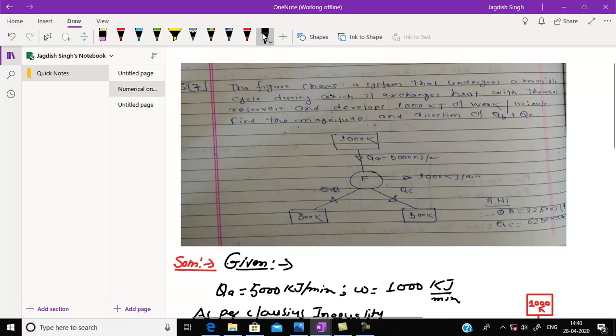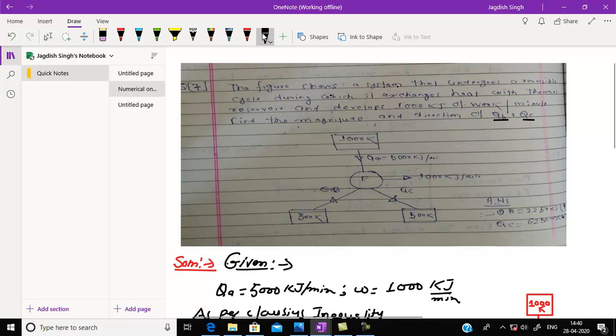In this session, we'll discuss some problems based on the second law of thermodynamics. The figure shows a system that undergoes a reversible cycle during which it exchanges heat with a thermal reservoir and develops 1000 kJ of work per minute. Find the magnitude and direction of QB and QC.